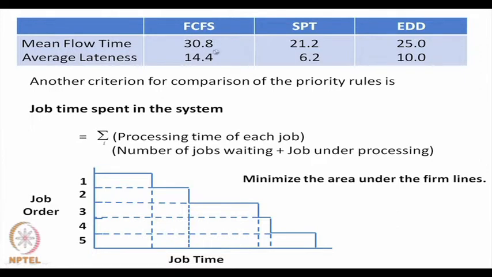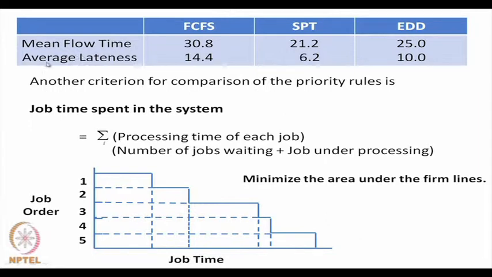30.8 days for the FCFS priority rule, first come first serve. For shortest processing time, it takes 21.2 days. For expected due date, it takes 25 days. So, according to the mean flow time, shortest processing time gives the best result of these 3 priority rules following this criterion.